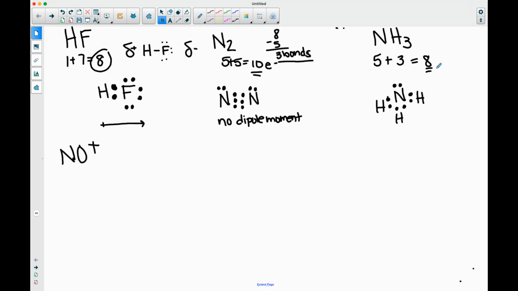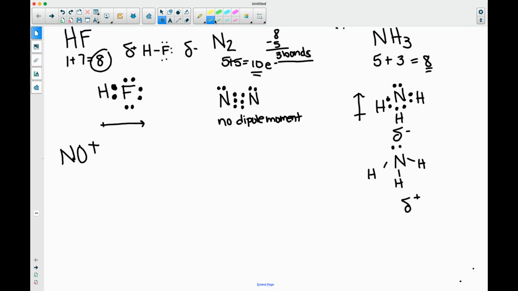Once again, you can either point to the negative side, nitrogen has a higher electronegativity, or you can do your delta plus and delta minus. The lines or the dots can go with either one, but again, the delta minus is going to go with the higher electronegativity. The delta plus is going to go with the lower electronegativity.